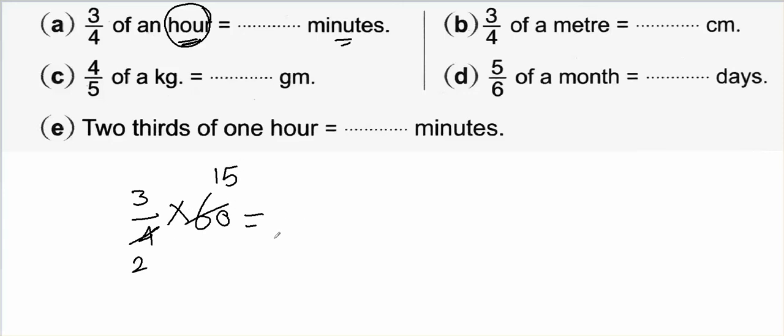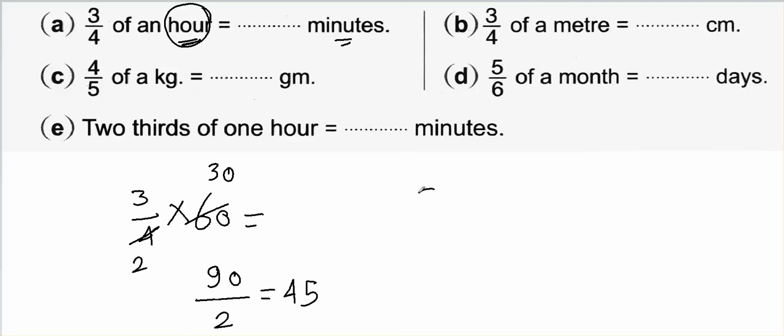We multiply numerators and denominators. Sorry, 60 divided by 2 equals 30. 3 times 30 equals 90. 90 over 2 equals 45.